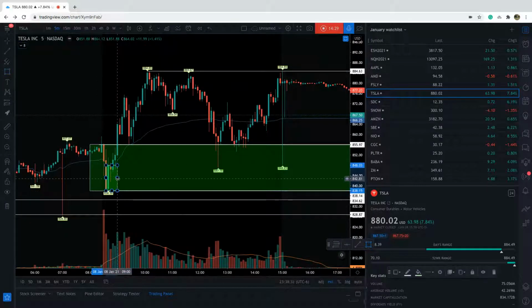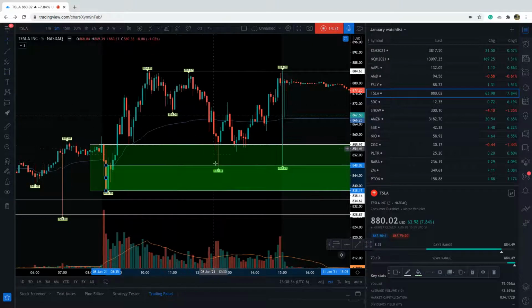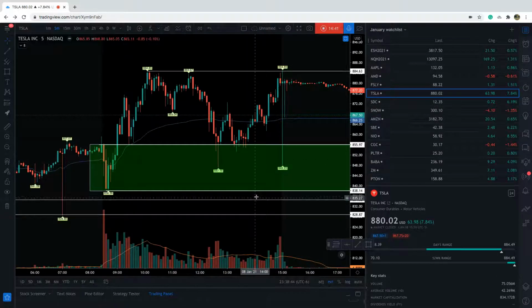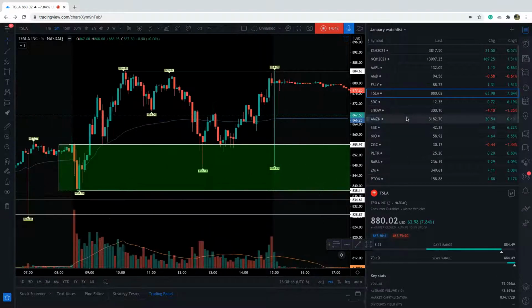We could have 5-minute demand. You see, this wick came down, tested that, and bid it up. So if you can catch this from 847 to 870, man, that would have been a fantastic trade. But I don't have high conviction with 5-minute zones. I prefer the higher time frame zones.